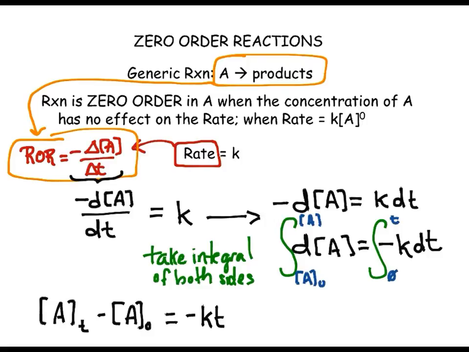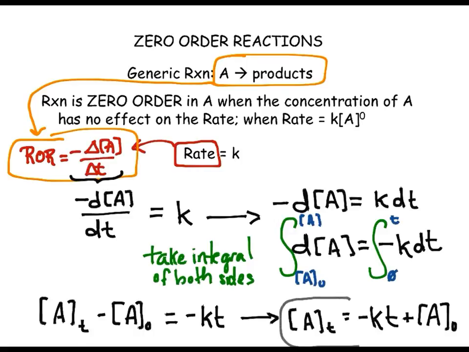then you end up getting this expression where A sub t, A at time t minus A at time 0, equals negative kt. And we're going to reorganize that into just a different mathematical form. A at time t equals negative kt plus A sub 0. And this is our final integrated rate law. In the lower right hand corner I'm going to box that in with a nice gray box here.